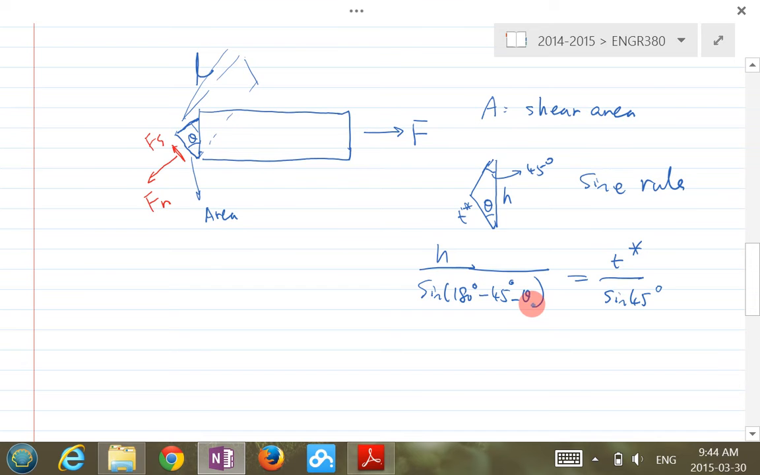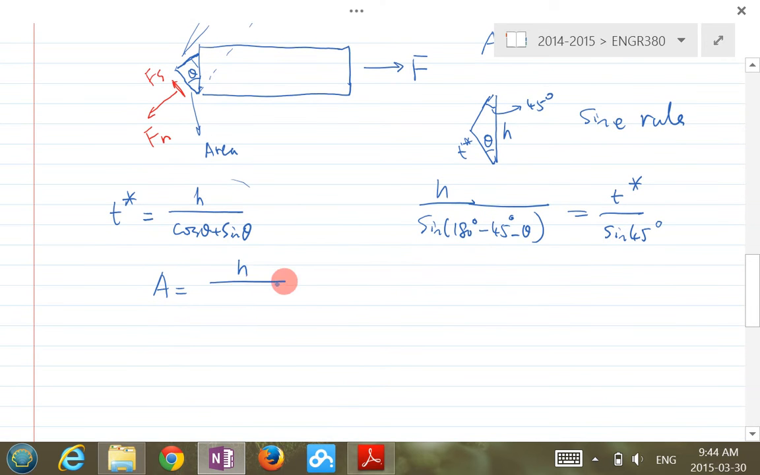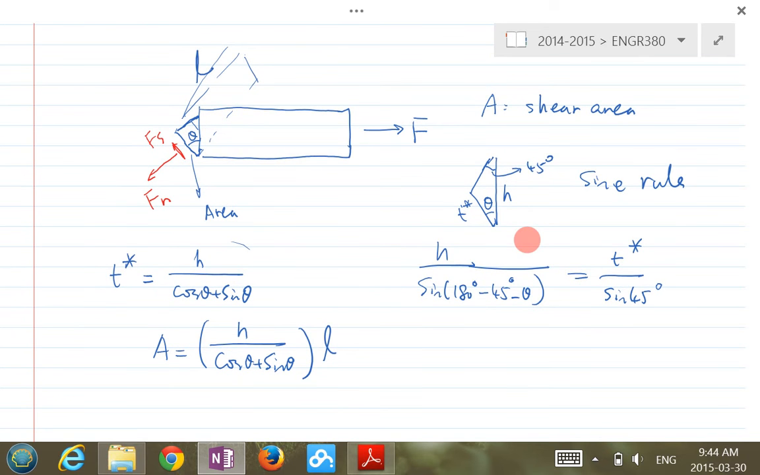Is that all right? So then T star, you can solve, equals H over cosine theta plus sine theta. You get this. So then the shear area, A, will equal what? T star times L. So that's H over cosine theta plus sine theta, times L. That's your shear area. So the area A depends on how much angle you cut, right?